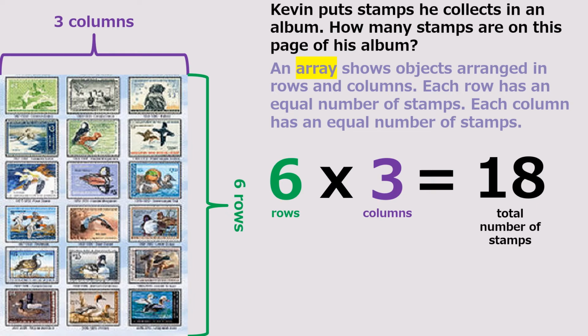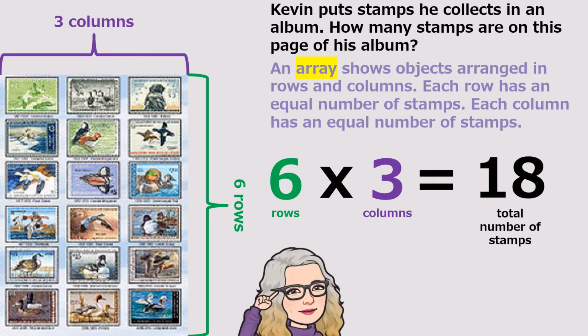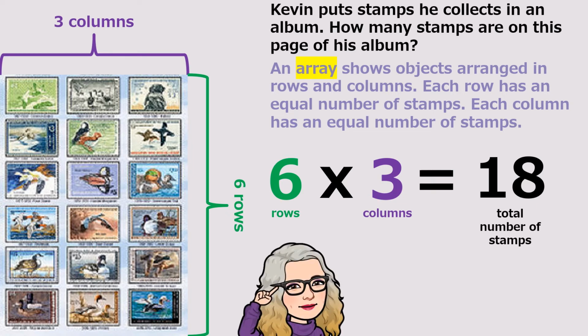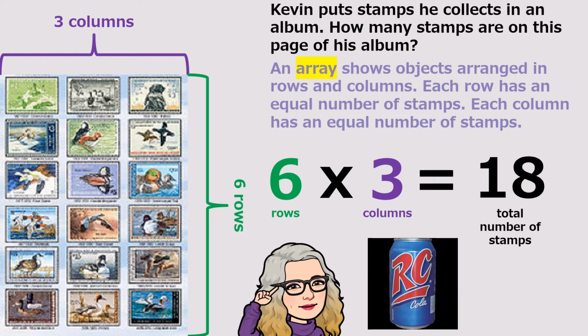Now, remember I said we want to multiply rows first times columns second. So there's a way that I remember rows, columns, and that's by thinking of a soda I remember called RC Cola. Now, RC, rows, columns. It helps me remember the order to multiply when we're using arrays.